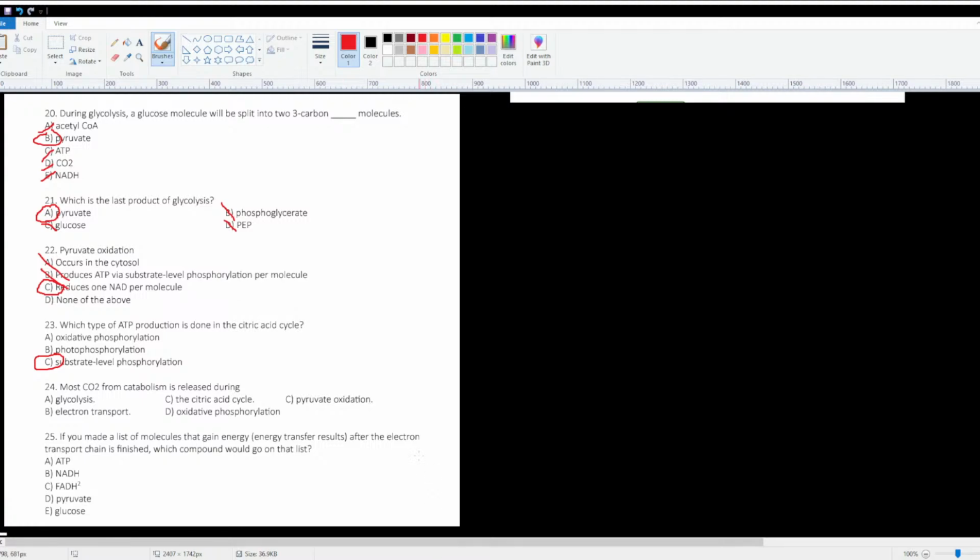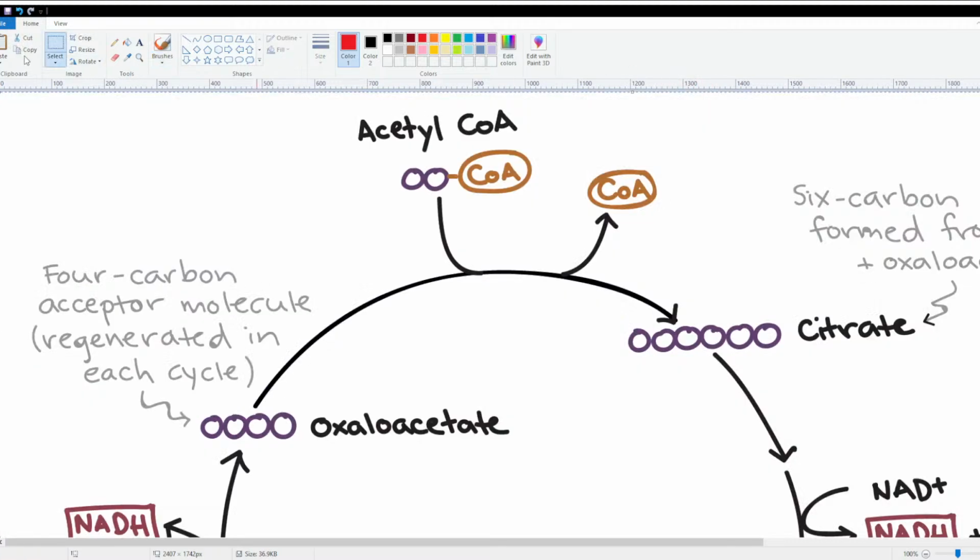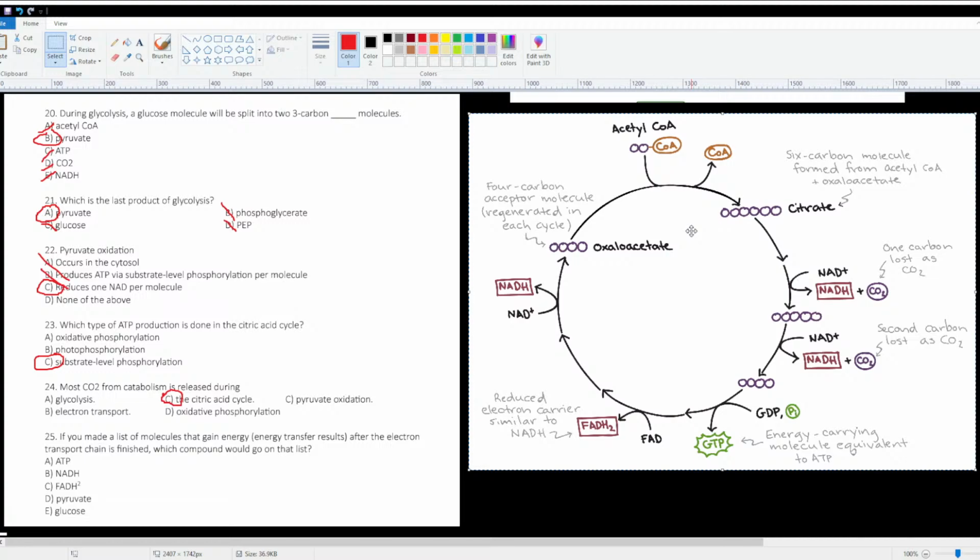So let's move on. Number 24, most CO2 from catabolism is released during C, the citric acid cycle. Okay, sorry. It's gone forever. So let's look at the citric acid cycle. Another thing I want to emphasize is you need to know what is released and what is put into the different processes, which I can go over later.